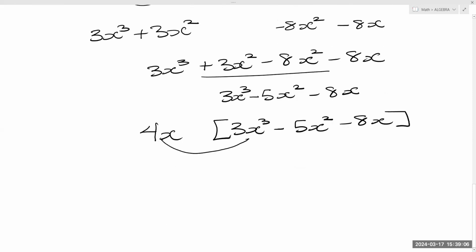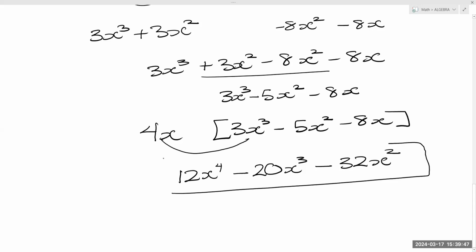Okay, what is 4x times 3x cubed? So 3 times 4 is 12. X times x cubed, so the degree of x will rise by 1. So that would be x to the power of 4. Minus, because there's a minus sign here, 4x times 5x squared. So that would be 20x cubed. Again, we have another minus because 4x is a positive number. So this is going to give us a minus 4x times 8x, that will be 32x squared. So this will be our final answer.